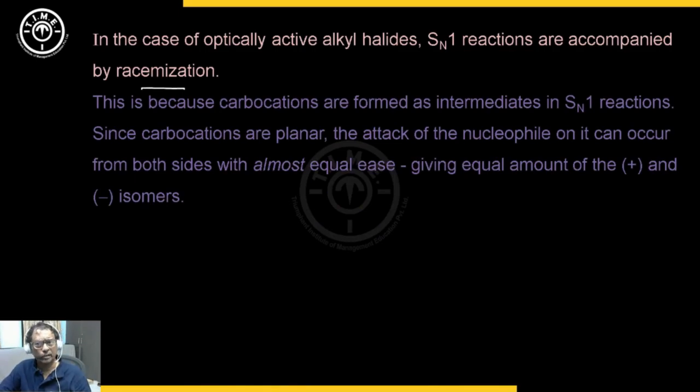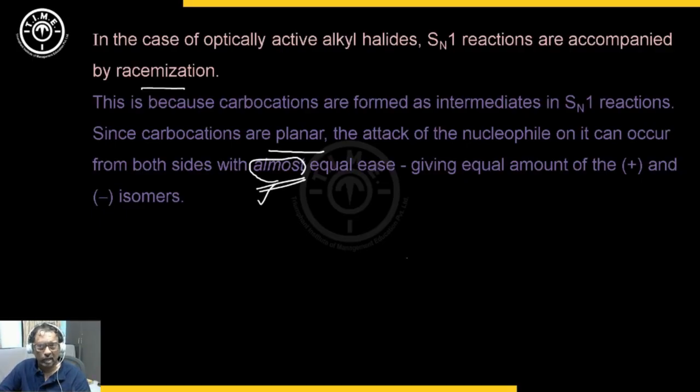Now, as we have already seen, carbocations have a trigonal planar structure and the nucleophile can come and attack either from top or from bottom with almost equal ease. This is very, very important. And in the next slide, we are going to make it very clear what is actually happening. So, with almost equal ease, we said 50-50. It need not be 50-50, as you will see now.